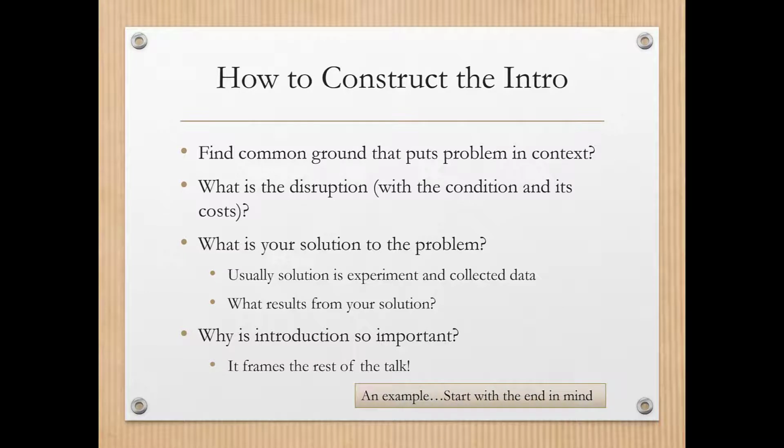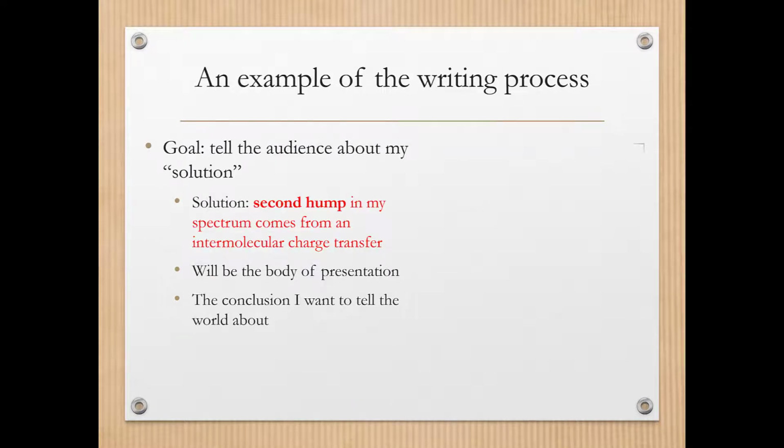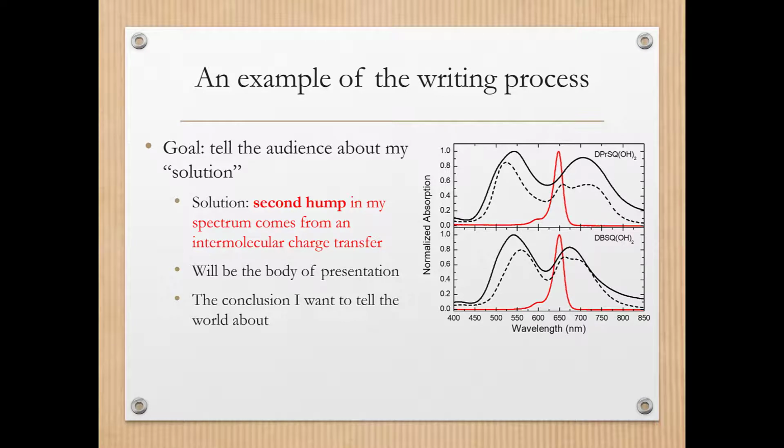So let's break this down a little bit further. And let's use in this particular case an example. And we'll start with the end in mind. So we're going to think about a particular set of data that I wanted to get forward to my audience. I wanted indeed to tell the audience about the fact that I determined in our work a second hump in an absorption spectrum, and it was particularly groundbreaking work to determine where this hump came from. So the solution I wanted to put forward was indeed that this second hump in my spectrum comes from an intermolecular charge transfer species. So this solution would be and will be the body of the presentation I'm going to give to the audience. This is the conclusion that I want to tell the world about.